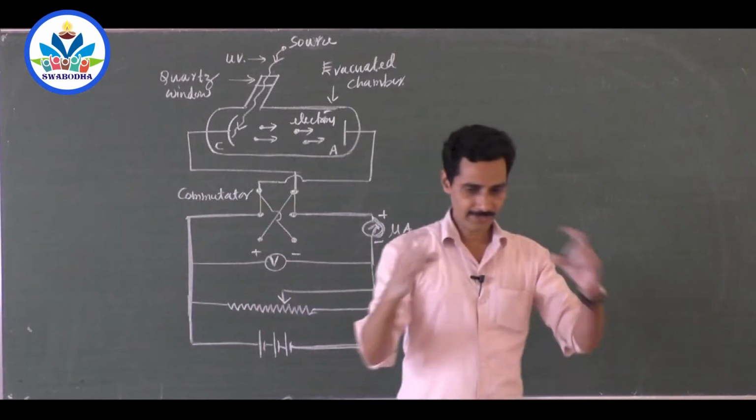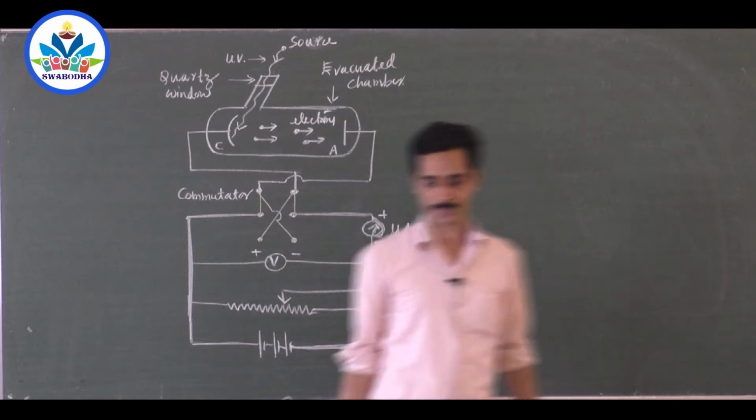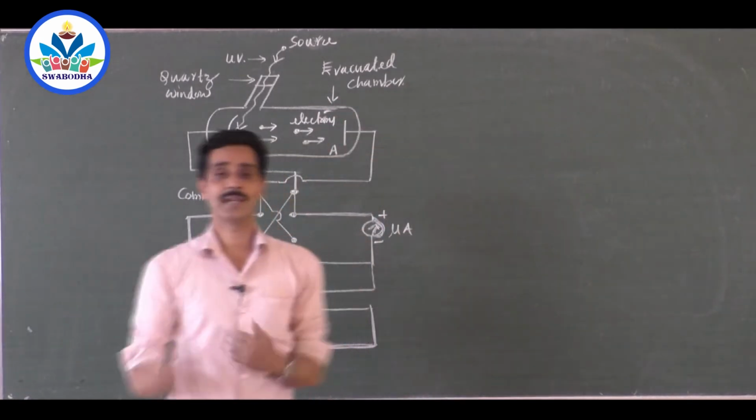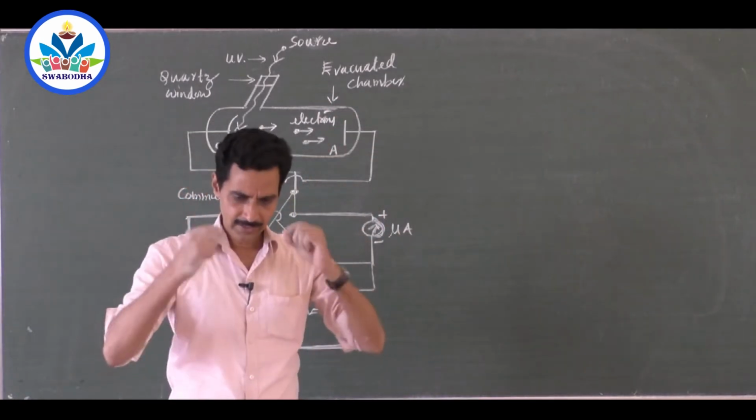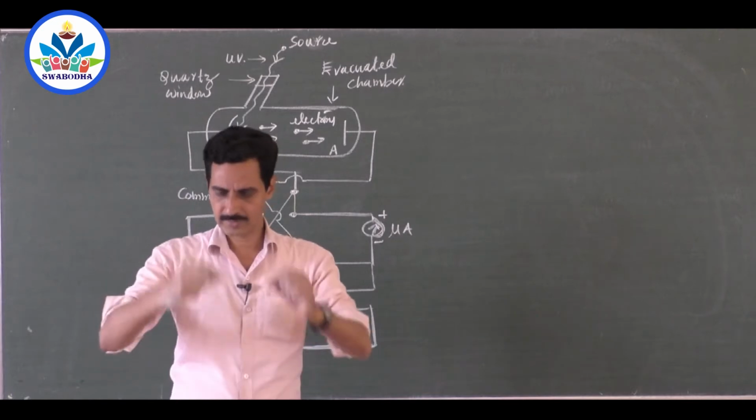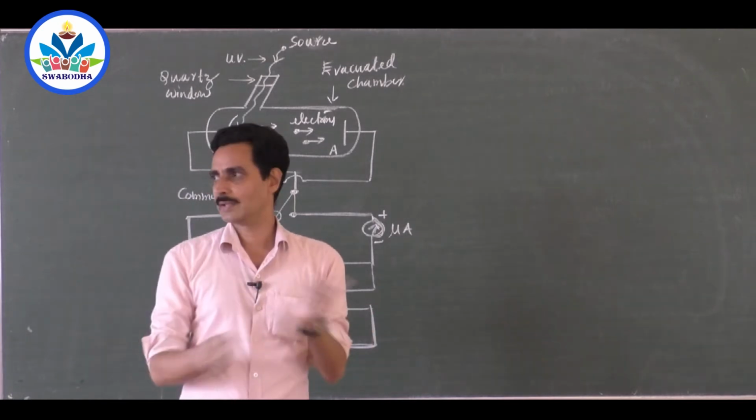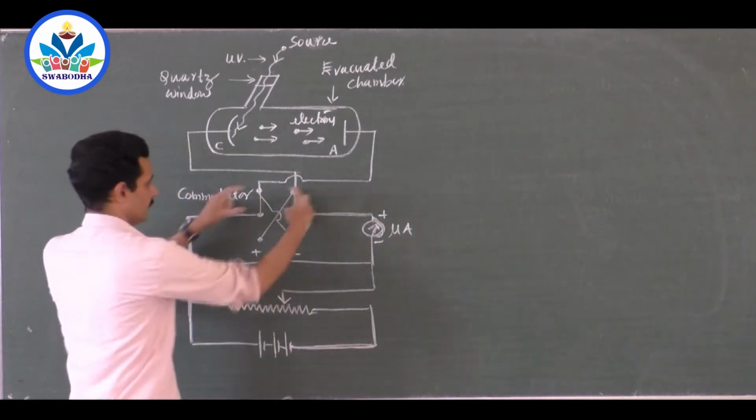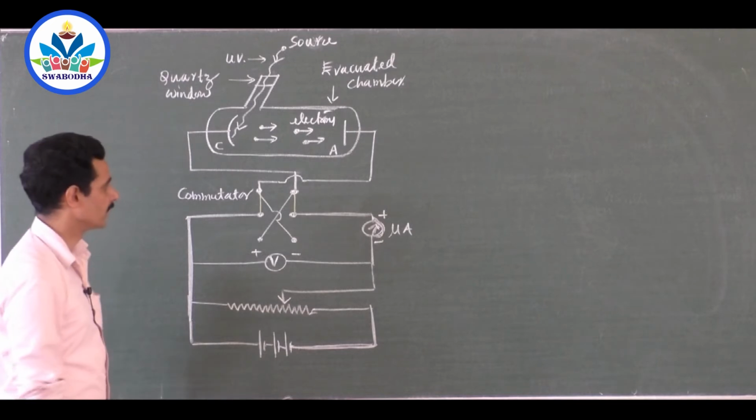So connect the first two gaps of the commutator. A commutator is a device which will change the direction of current in the circuit. Simply keep the keys in the two-way key, then the current gets reversed automatically. Okay, you have selected this end now, right?